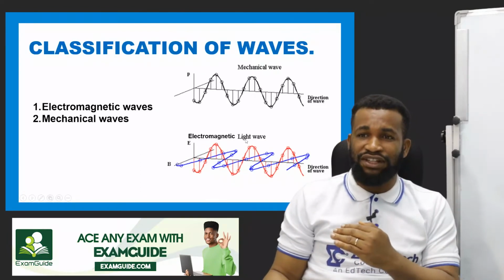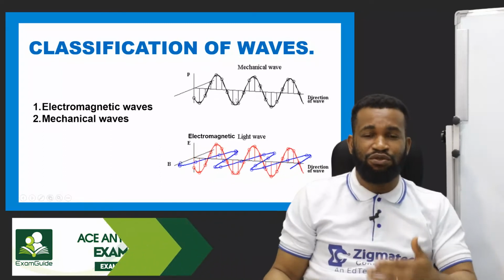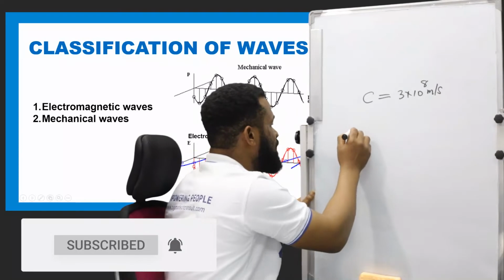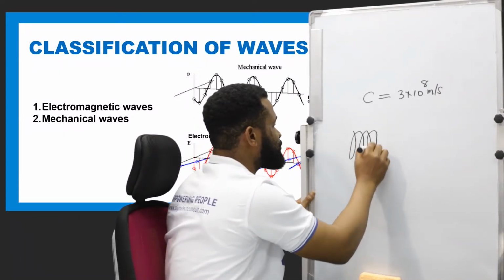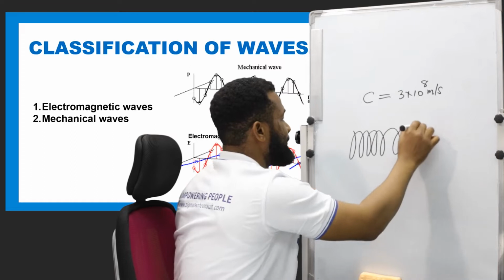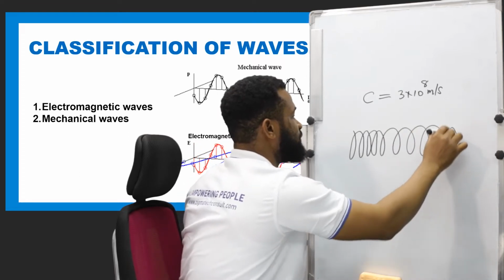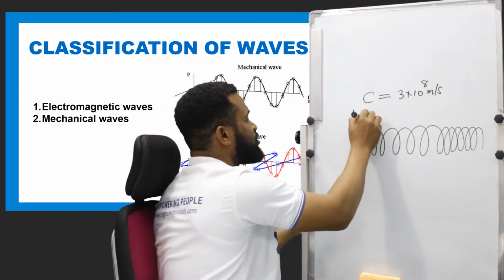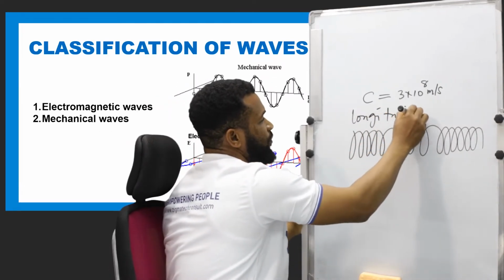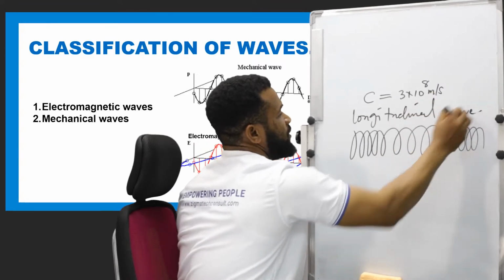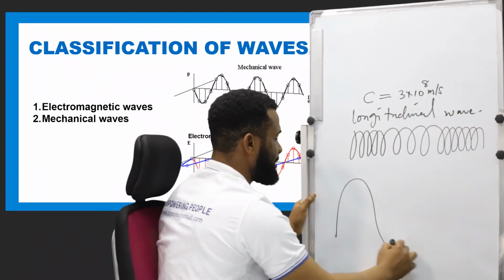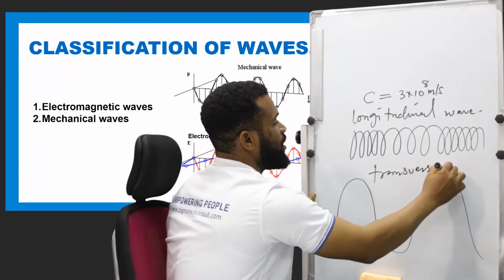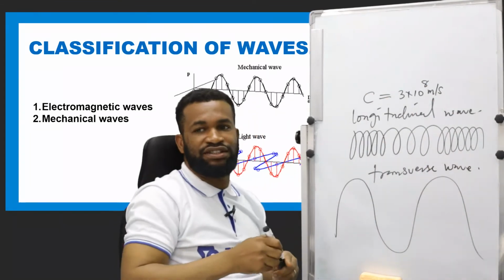However, these ones that you are seeing here are called transverse wave. That is how they move. So let me say it again. Now, when you have things like this, it is called longitudinal wave. This is how it looks in your book. So this is called longitudinal wave. Then the other one that goes this way is called transverse wave. So that is it.